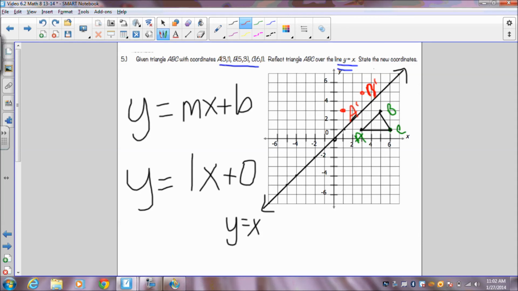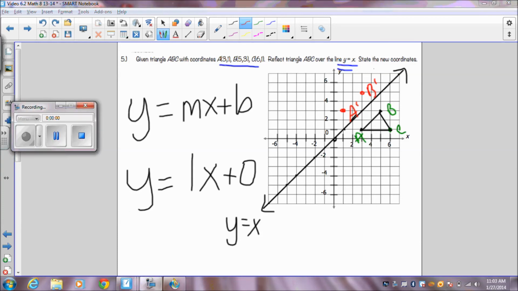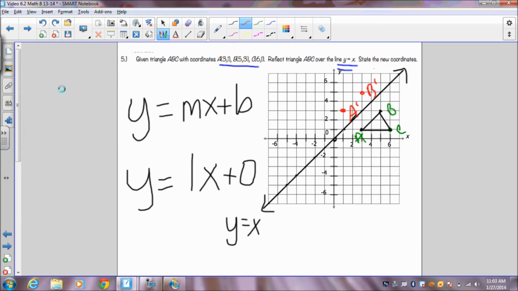Okay? Then I'm going to do the exact same thing with my C value. All right, so let's go ahead and do with the C value. Same exact thing.